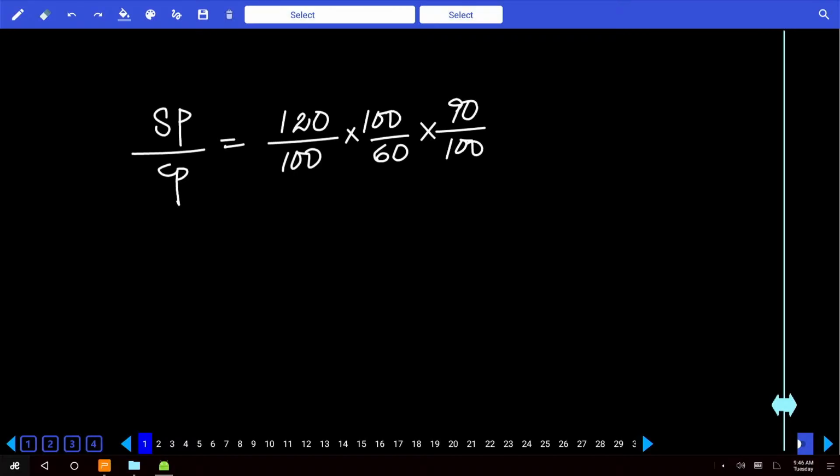Third case. What are you making? Loss. You are making a loss. That means you pay 100 but get only 90. Or otherwise, 10% loss means 90%, 90 by 100. In a way, you pay 100 but get only 90. 100 cancel. 2 zeros cancel.